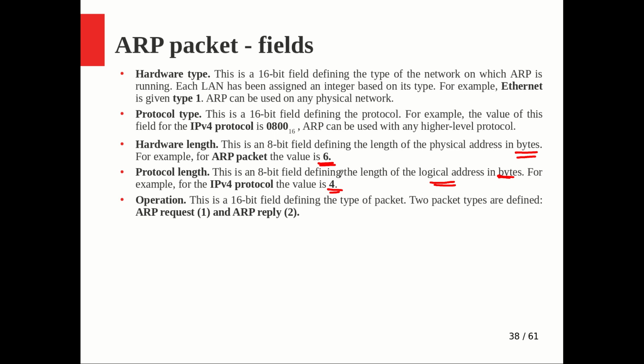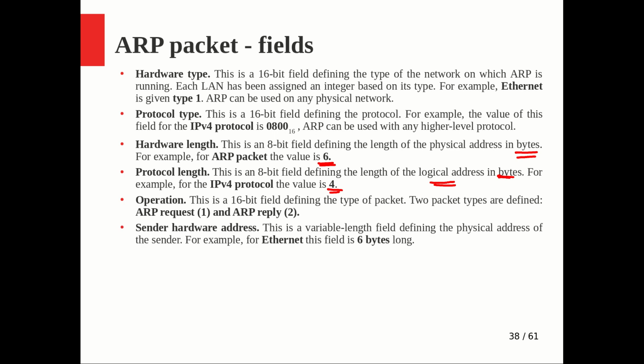So the operation is a 16-bit field defining the type of the packet. Two packets are normally defined in ARP, that is ARP request and reply. Respectively, 1 and 2 will be used in that field. Sender hardware address is a variable length field defining the physical address of the sender. Variable in the sense that different physical layer, I mean data link layer, standards use different types of address, right? So particularly if it is Ethernet, this will have the value 6 bytes.